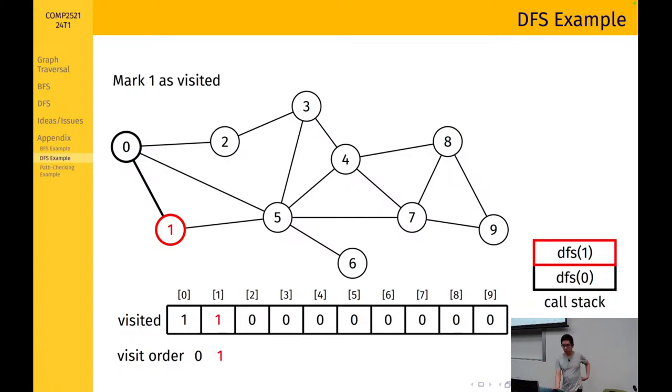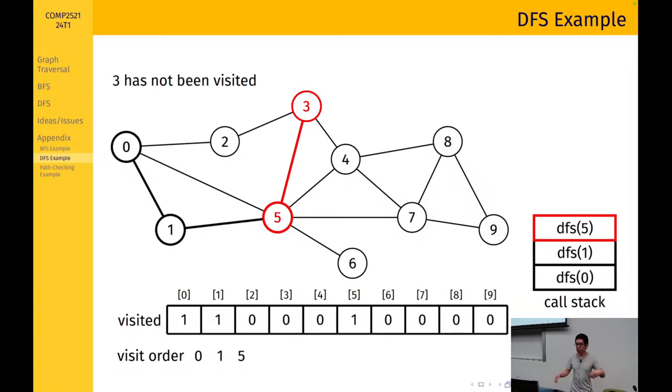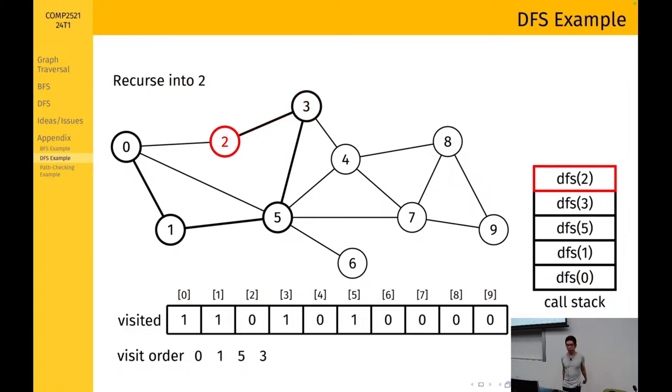Then from 1, we mark that as visited. Then 1 has a neighbor 5, which hasn't been visited, so we recurse into 5. What next? Well, we mark 5 as visited. Then 5 has a neighbor 3, which hasn't been visited, so we recurse into 3. Then what do we do in DFS3? Well, we mark 3 as visited, then 3 has a neighbor 2, which hasn't been visited, so we're going to recurse into 2. Now we mark 2 as visited.